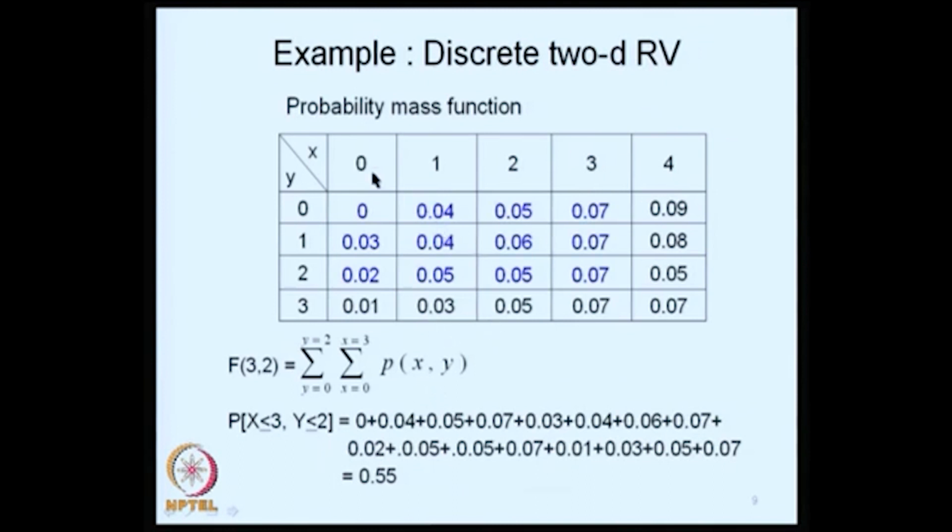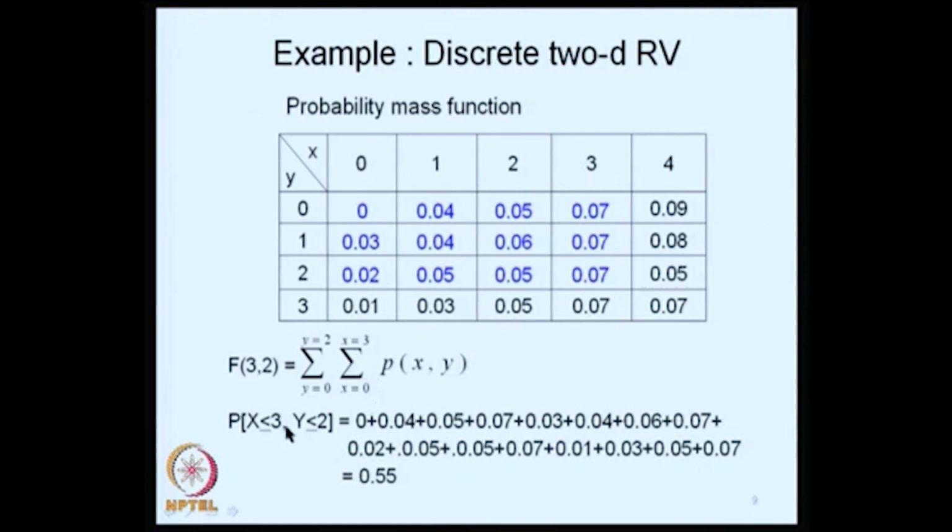This region is that x will be less than or equal to 3 and y can be either 0 or 1 or 2. So, this entire region denotes x is less than or equal to 3 and y is less than or equal to 2. So, we sum over this region all the probabilities.